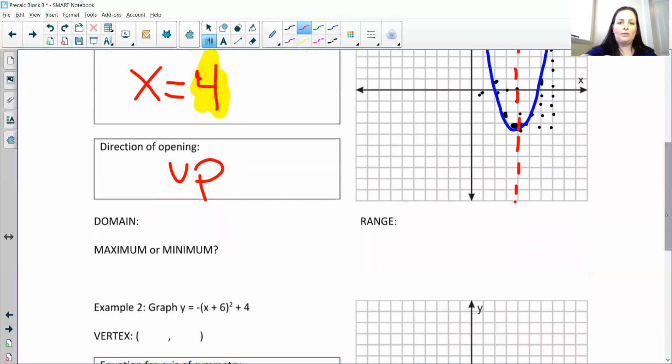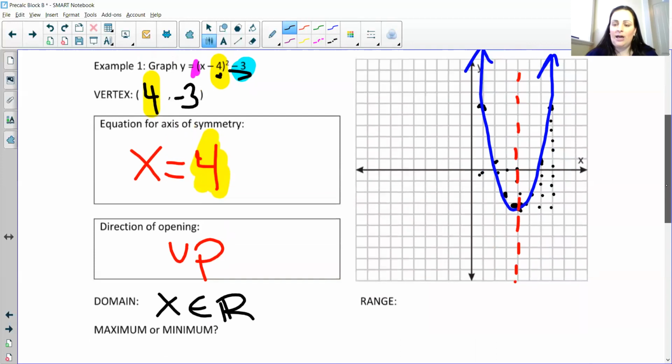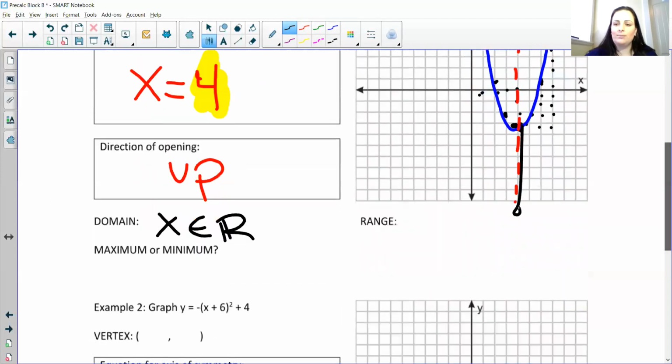The domain x is all real numbers, always. The only time that will change is if there's a specific problem you're trying to solve and there's additional restrictions put on the solution. Is this a minimum or maximum? Can you have a value below this point right here? Can there be a value for y below this point that's going to fall on that parabola, which I've done in blue?